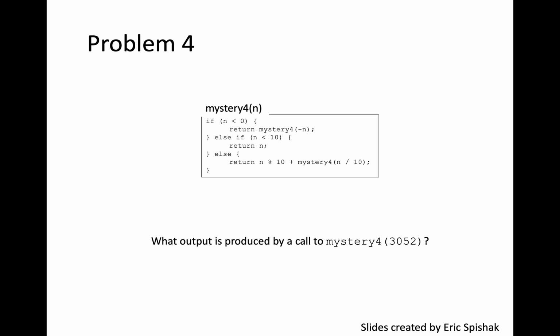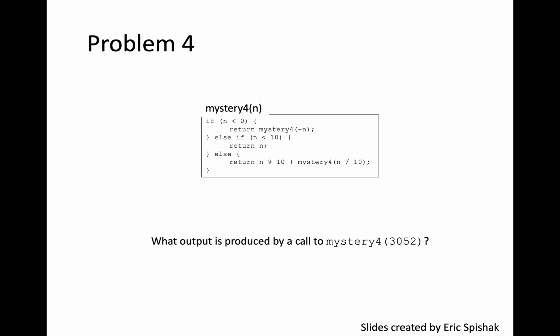So what is difficult about reading recursive method calls? Well, besides it being a new topic, it really stresses your understanding of how method calls work. Here I have a method called mystery4, and I have its definition. What I want us to do is say, given the number 3052, what is the output of this method? We're going to go through step by step figuring out what this method is going to be doing.